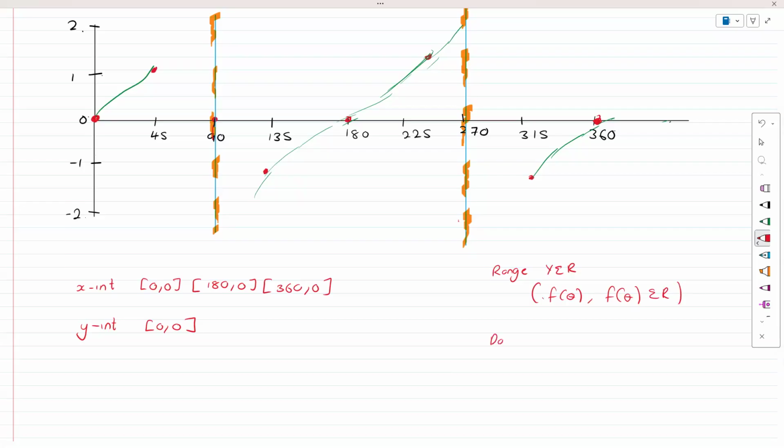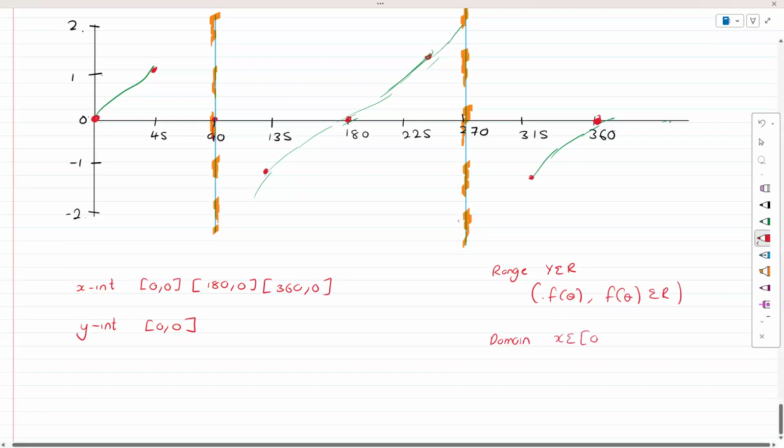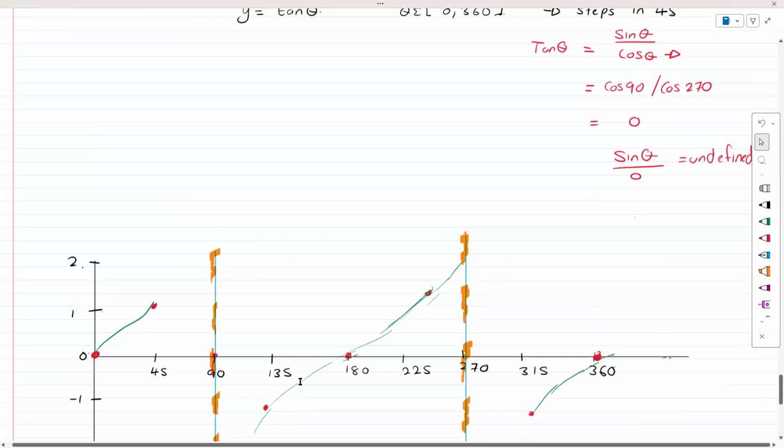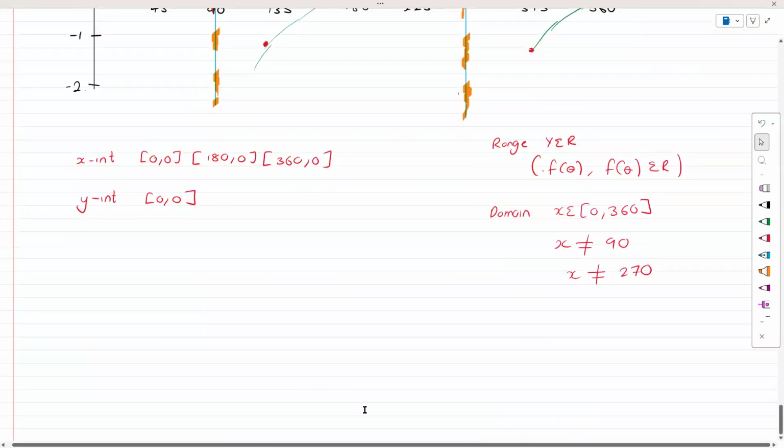The domain is a bit tricky as well. Your teachers might not want this, but you can put x is an element of 0 to 360, but you have to specifically state that x does not equal 90 and x does not equal 270. Remember to state those things because it's really important. Or theta, right? It depends on what they give you. I gave you theta here, but I'm saying x as a general thing. But theta does not equal it.